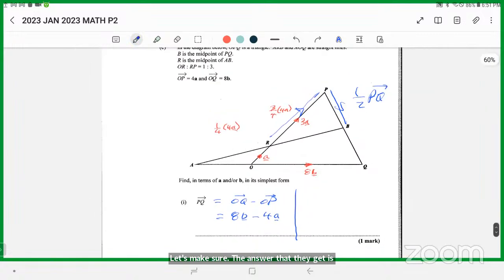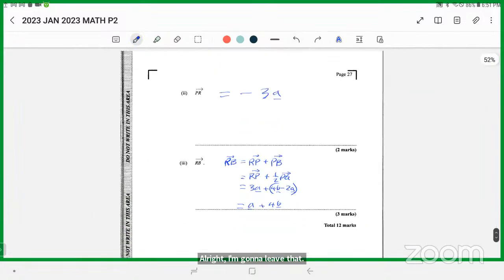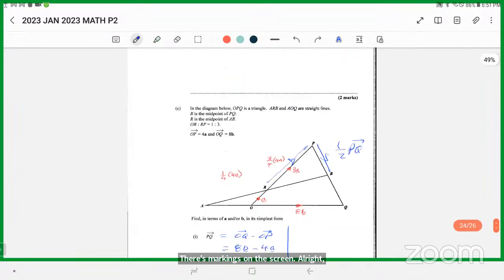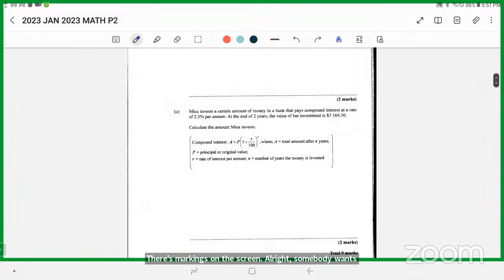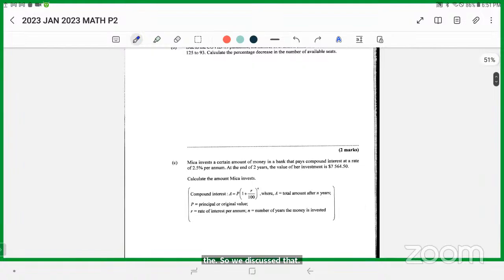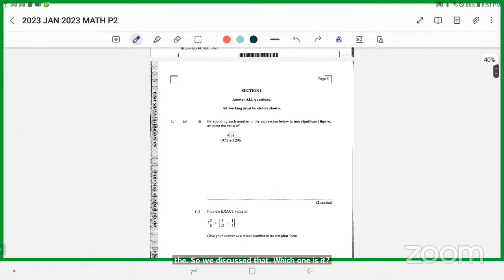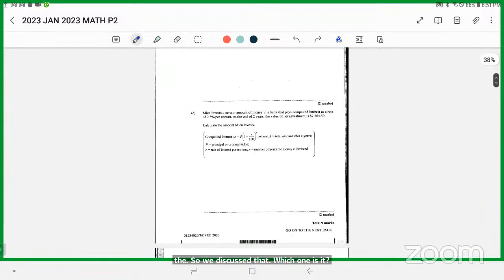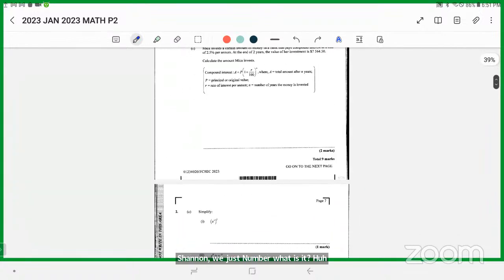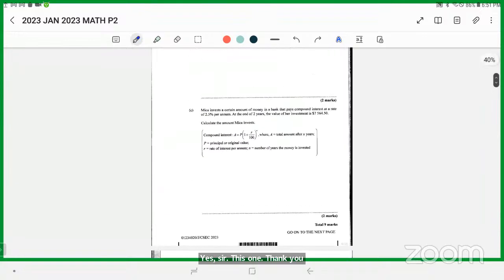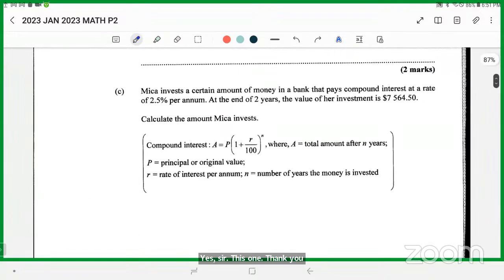All right. I'm going to leave those markings on the screen. Somebody wants the wages question. Which one is it? Which one is this? This one? Which one was the wages question? Number what is it? Yes, sir. This one. I think it is possible. This one right here? This one?